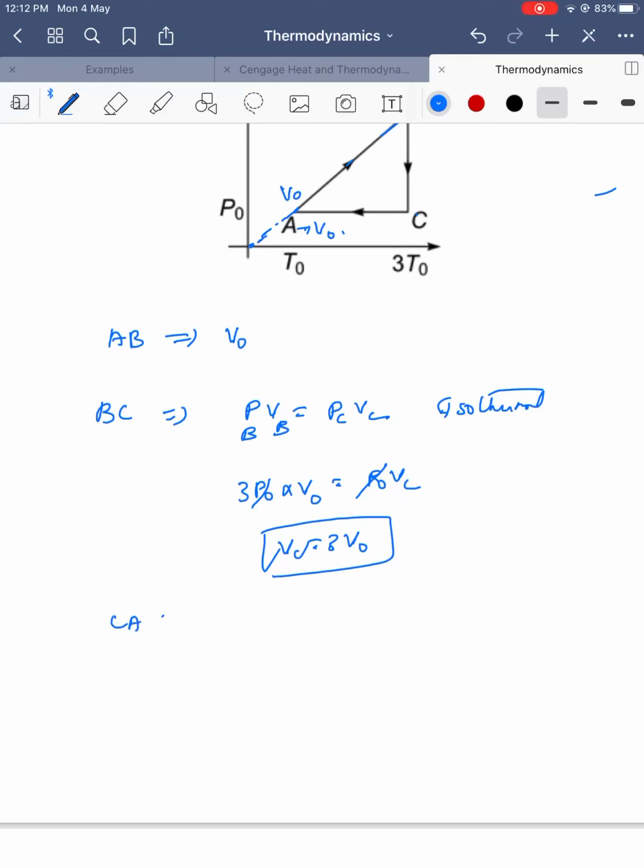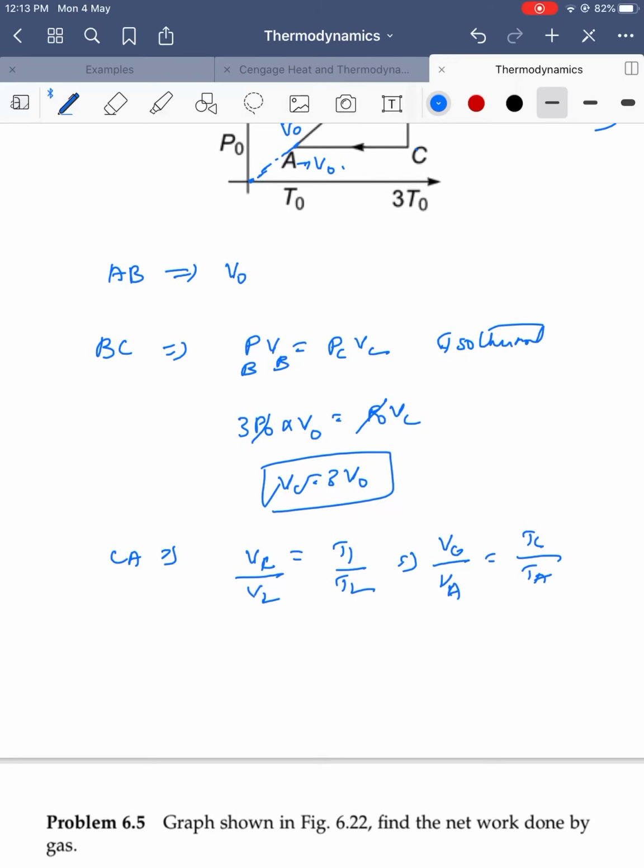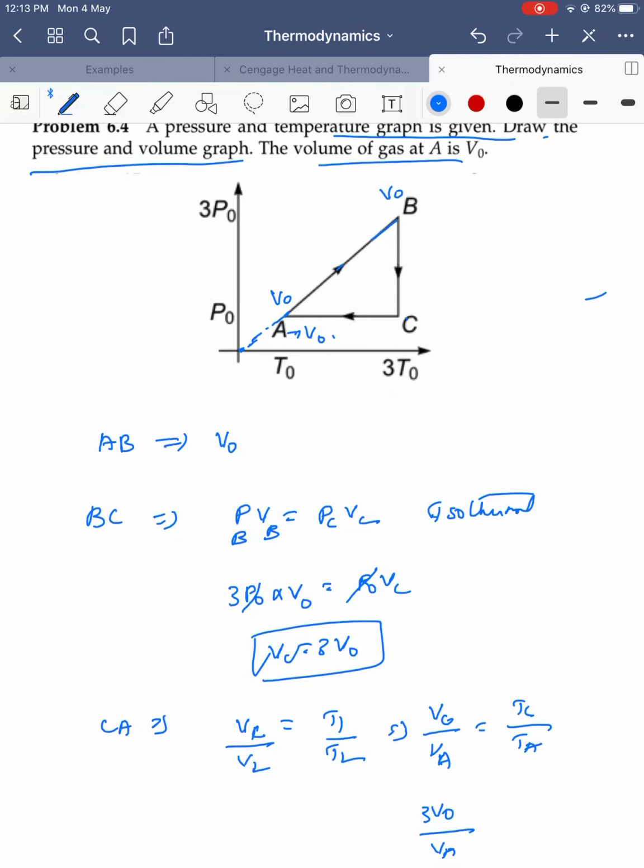Next, the CA process. What kind of process? It is an isobaric process. V1 by V2, from PV is equal to nRT, so V by T is constant, V1 by V2 is equal to T1 by T2. So what is V1? Similarly it can be written as VC by VA is equal to TC by TA. So VC is equal to how much? 3 V naught, and VA we already know is nothing but V naught.